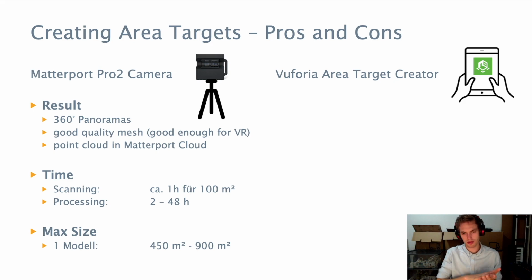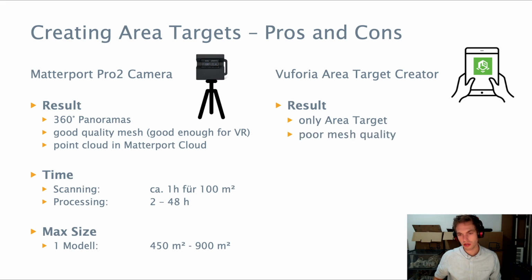For those 100 square meters, you probably have to do 50 panorama scans as you go through the building. And then with the Vuforia Area Target Generator, you can only create an area target, which you can then import from the app on the computer.